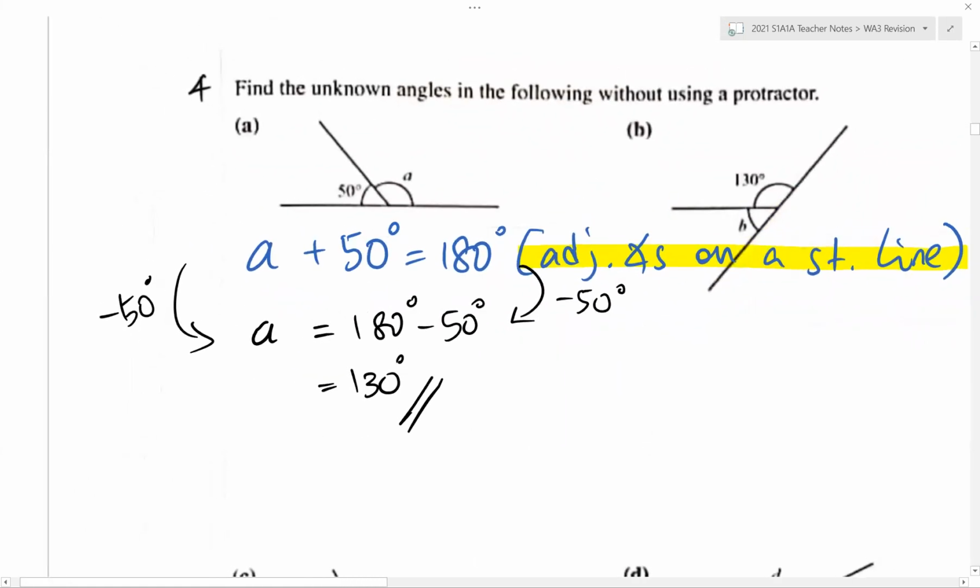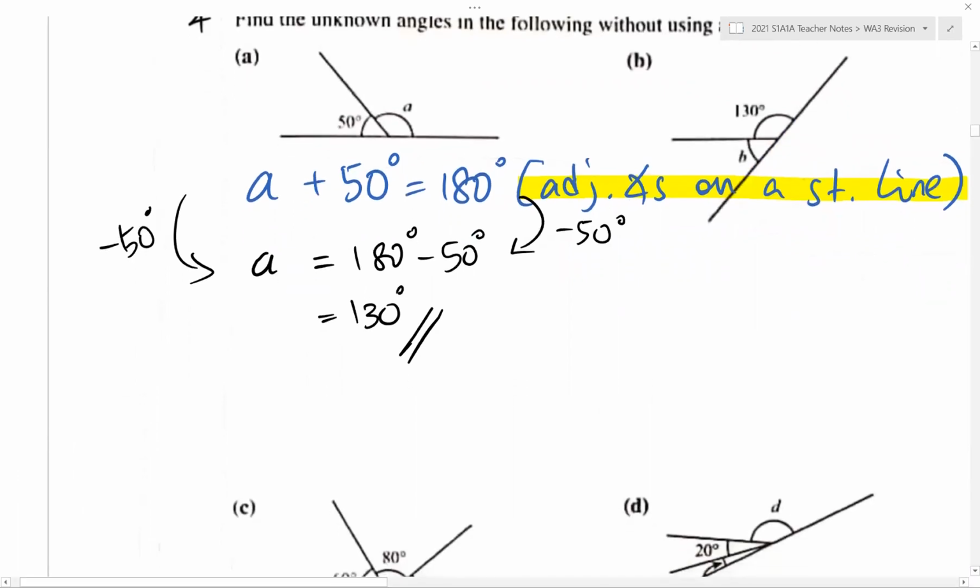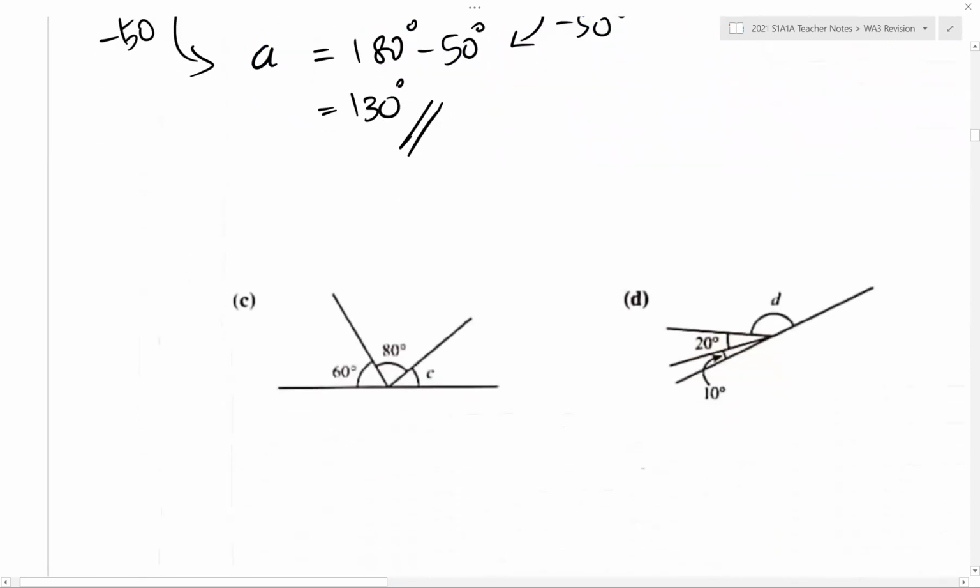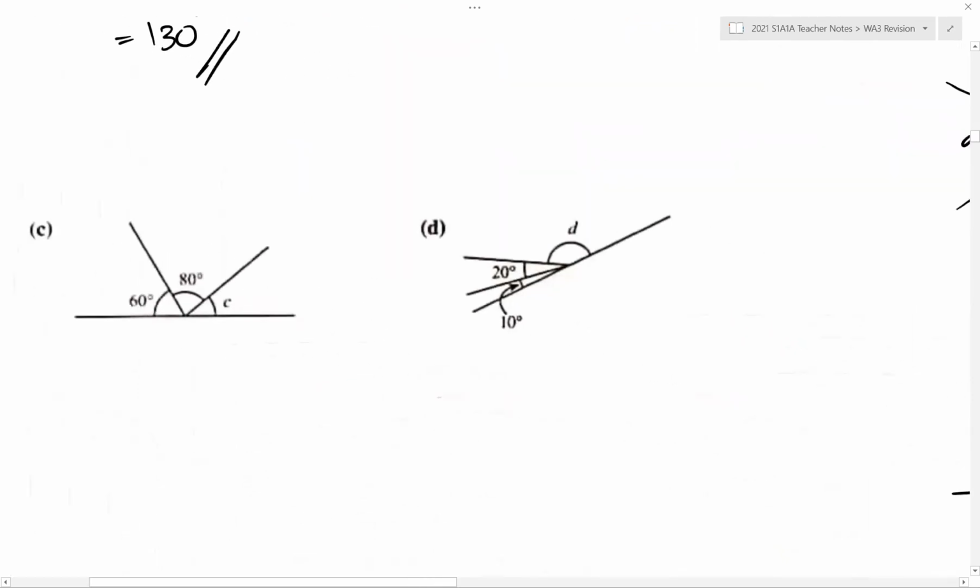Now I'm going to do selected questions only. Part B is the same. It's just that the values are different. So I'm going to skip that. Part C, we have 3 angles. Similar to part D. Part D also has 3 angles. I will choose to do part D.